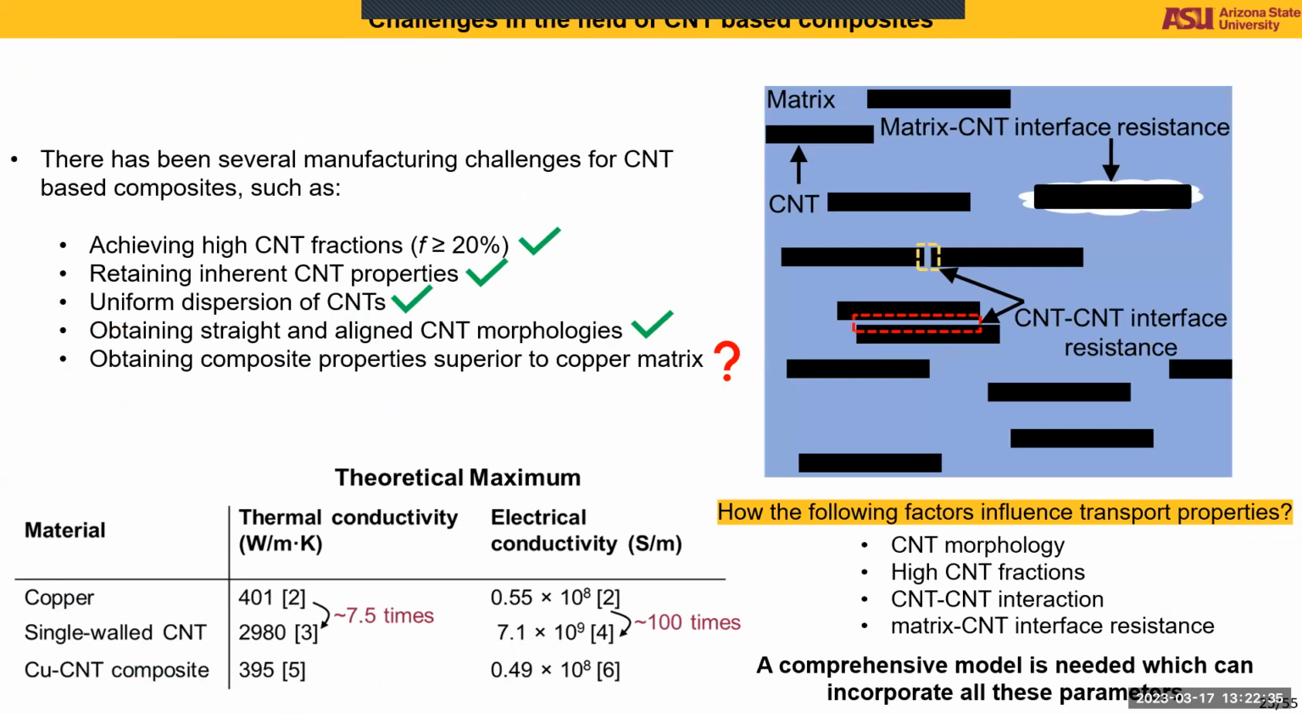As we all know, single wall CNTs, theoretically, are 10 times more thermally conductive and 100 times more electrically conductive than copper at room temperature. So when we look at different factors in a copper CNT composite, we see that there are a lot of parameters that affect the transport properties. That is, what's the CNT morphology, what's the CNT fractions, how CNTs interact with each other, and what's the matrix CNT interface resistance. So we need a comprehensive model that can take account of all these factors at the same time.